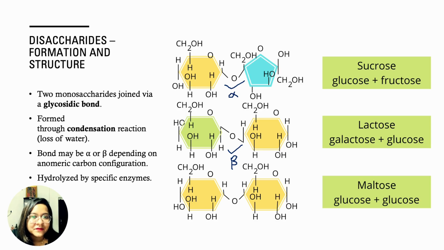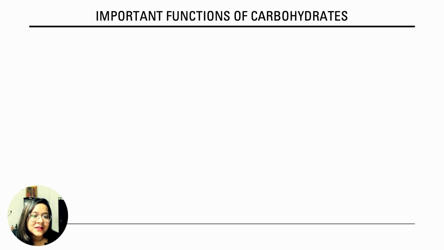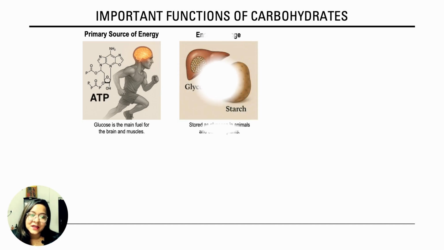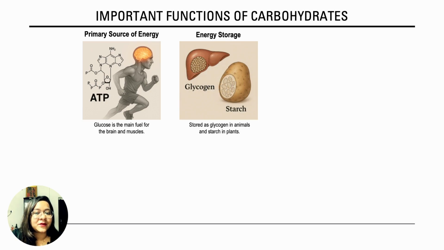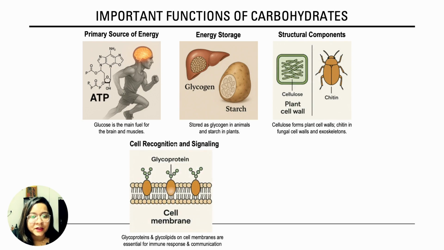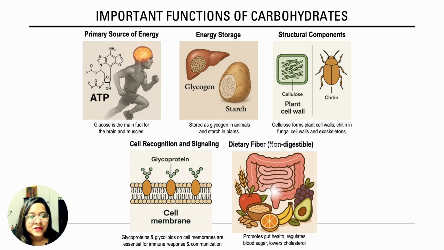Now coming to the important functions of carbohydrates. Carbohydrates are indispensable to life processes. They serve as the primary source of energy, with glucose being the universal fuel for brain and muscle function. They provide energy storage in the form of glycogen in animals and starch in plants. Structural roles are fulfilled by polysaccharides like cellulose and chitin. They are critical in recognition of cell signaling molecules and immune responses, where they function as glycoproteins and glycolipids, which act as signaling molecules. The dietary fibers, though indigestible, regulate glucose levels, support gut health, and help to lower cholesterol.